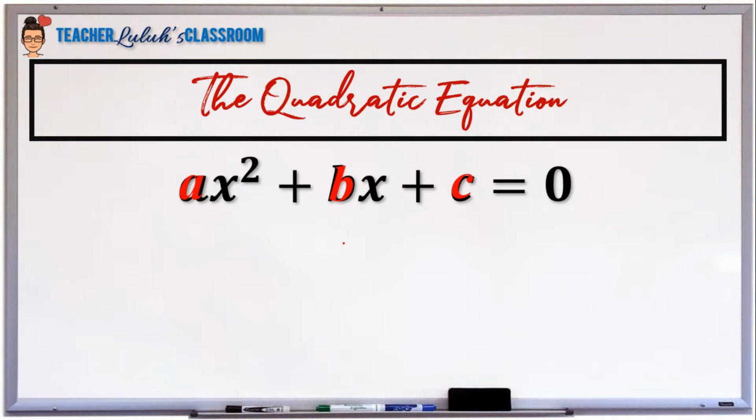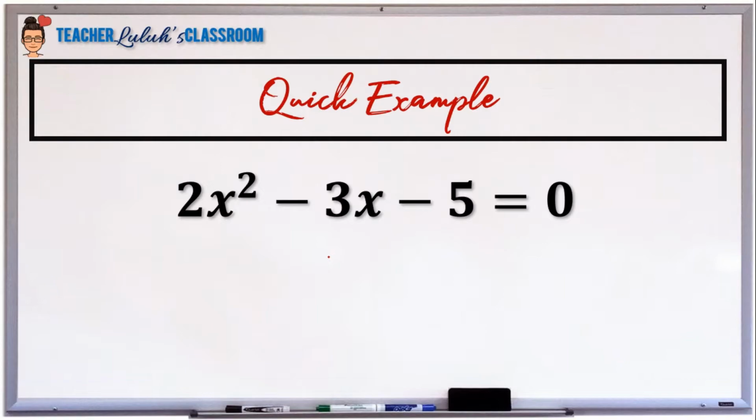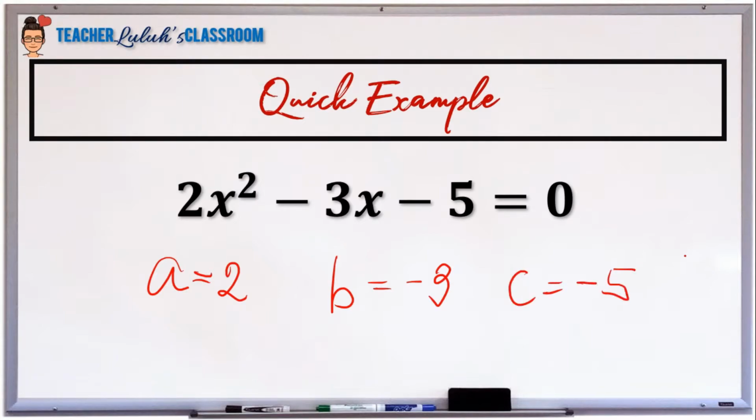Okay, so let us have a quick example in identifying. So let's have 2x squared minus 3x minus 5. So ulitin natin, si a, yung kasama si x squared. Si b, yung kasama ni x. At yung c ay yung walang kasama. So therefore, in this equation, a is equal to 2, b is equal to negative 3, and c is equal to negative 5. Sometimes the equation is not as simple as this because this one is already in standard form.